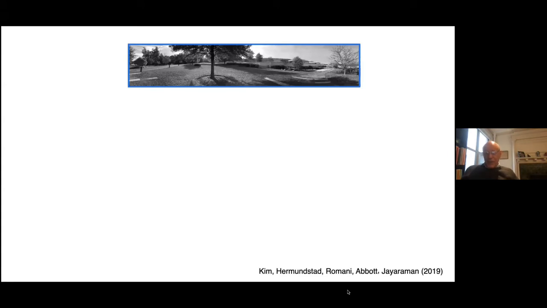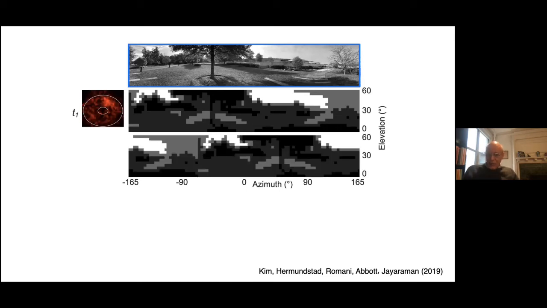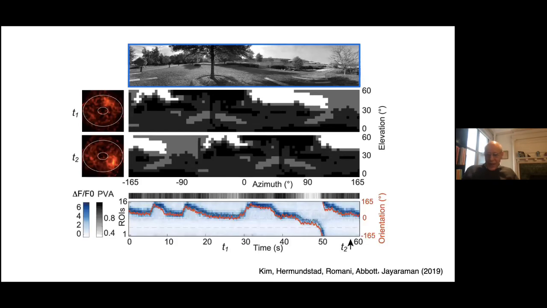This is a picture of the Janelia landscape, and you reduce its resolution to the rather pathetic resolution of the fly, which is what you're seeing in the middle. You put that on the screen around the fly, and you move it in closed loop. Does it work? And in fact, it does. The bump will align to it, and then the bump will move around with it. Here's an example of that.